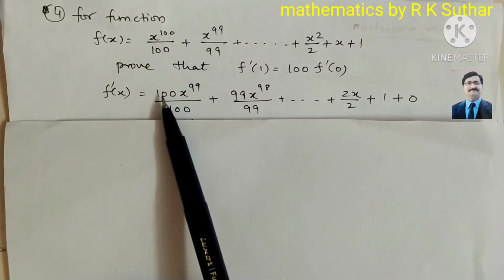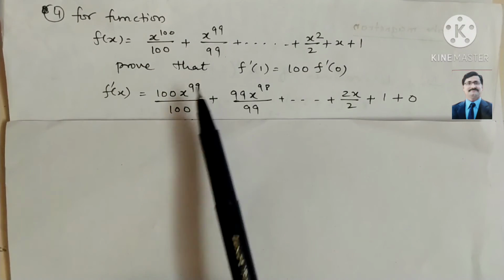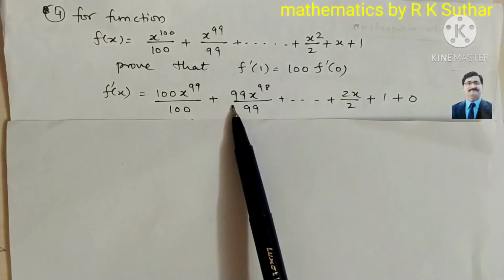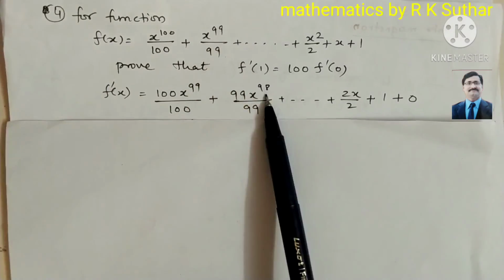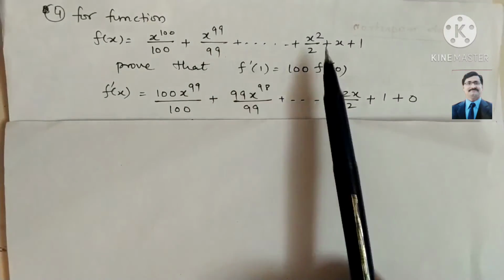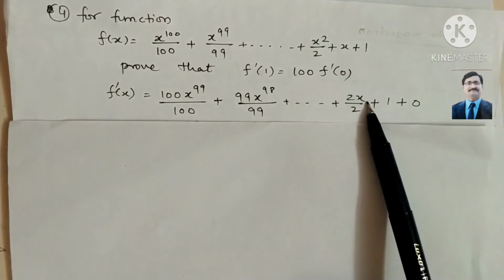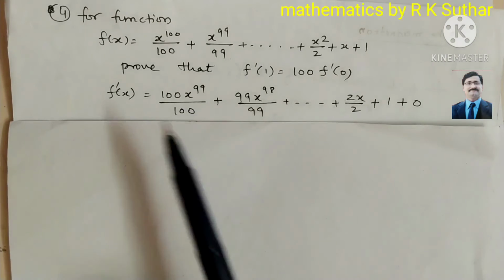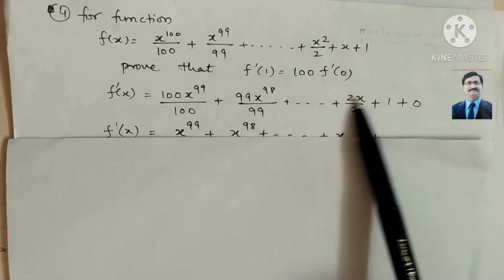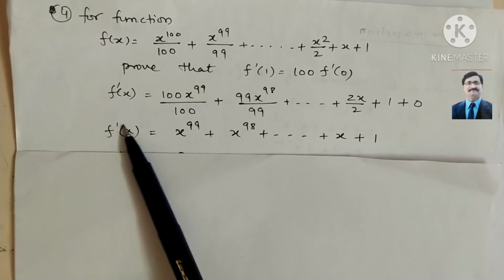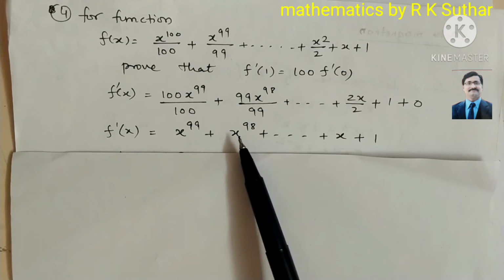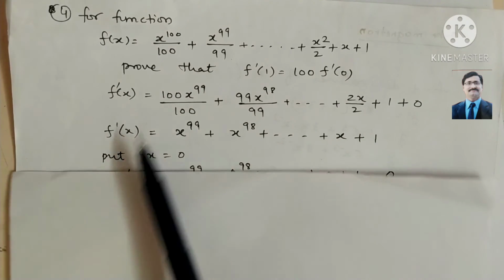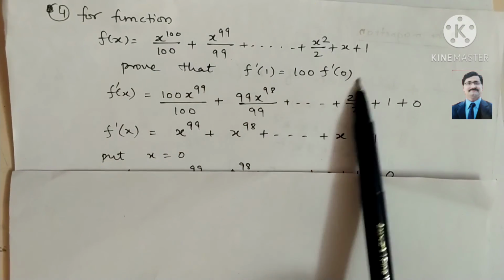The derivative of x^100 is 100 x^99, and the denominator 100 stays as it is. The derivative of x^99 is 99 x^98, and the 99 stays as it is, and so on up to x^2, whose derivative is 2x, and the 2 stays as it is. The derivative of x is 1 and the derivative of 1 is 0. Now we can cancel the 100, 99, 99, 2. We get f'(x) = x^99 + x^98 + and so on up to x + 1.